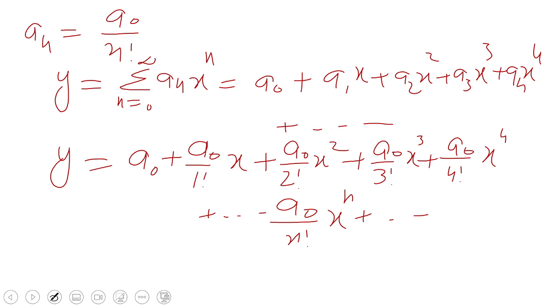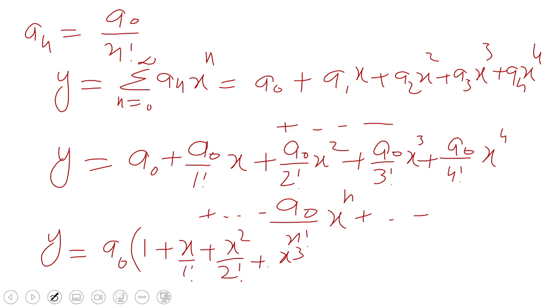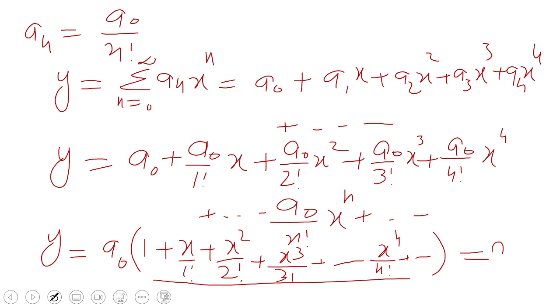So what is this? This is simply y equal to, taking a naught common, 1 plus x by 1 factorial plus x squared by 2 factorial plus x cubed by 3 factorial, and so on up to x^n by n factorial and so on. And we know what this series is. This is a naught, a constant, times the exponential of x, and this is the same solution we know.